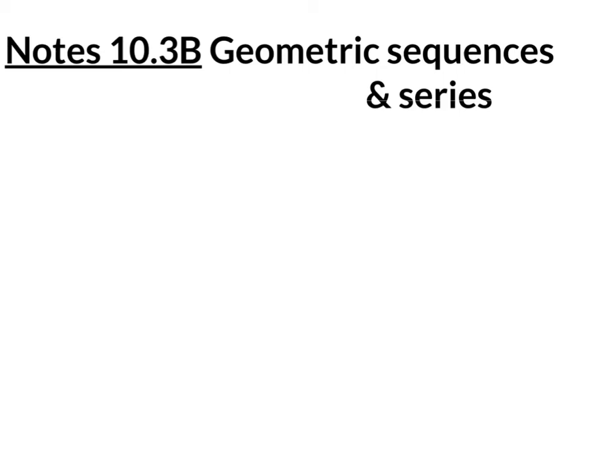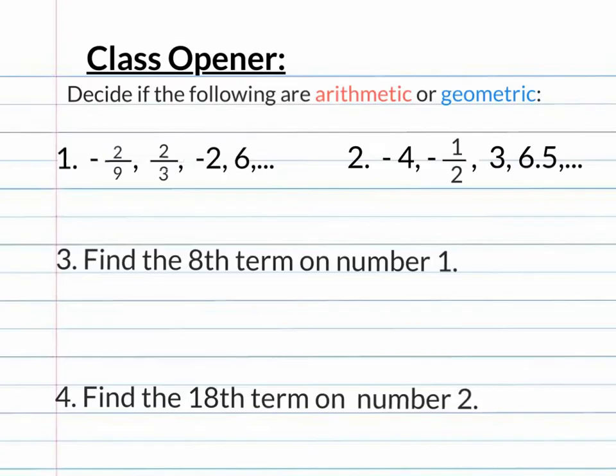So we are beginning notes 10.3b, which is the second half. 10.3a was solving or talking about geometric sequences, and 10.3b is dealing with the series where you actually add up all the numbers on that geometric sequence. Let's begin with this class opener here, and on number 1 we need to determine if it's arithmetic or geometric.